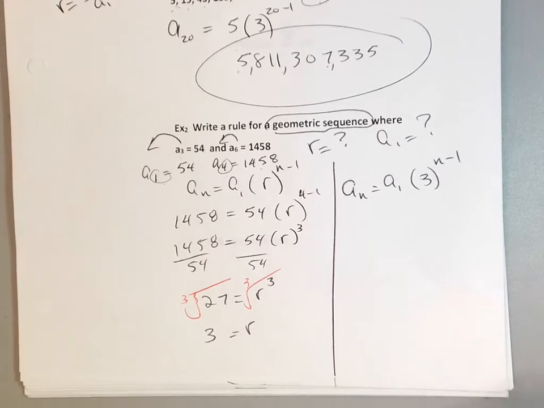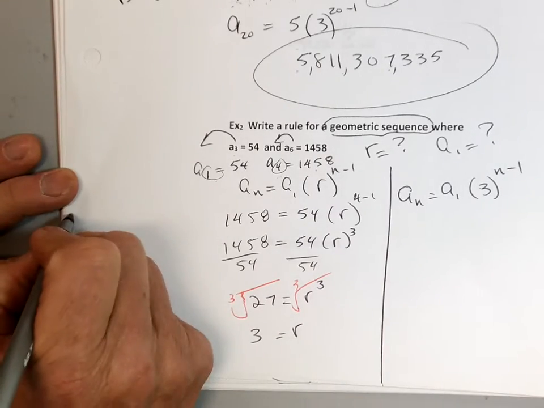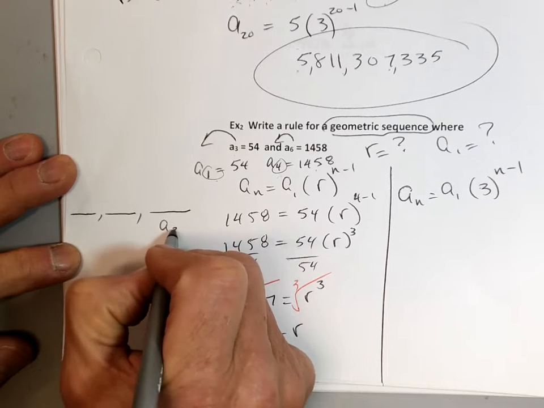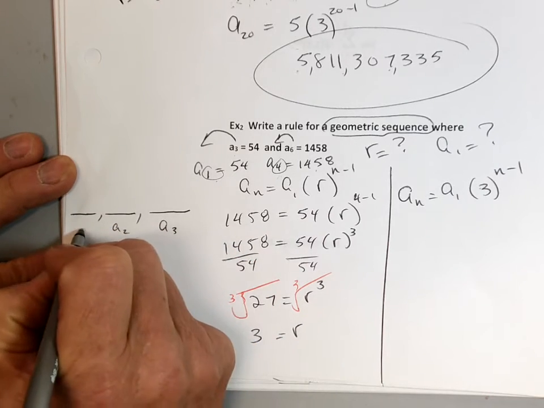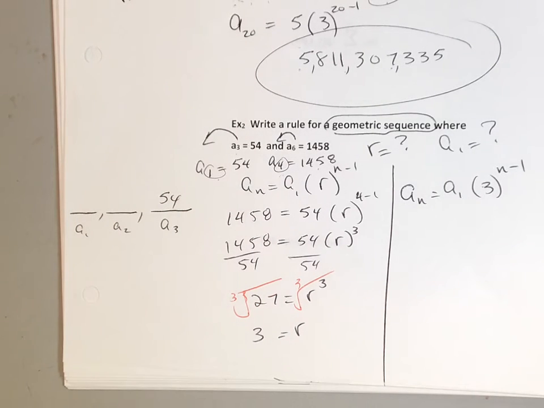Now I don't know the first term, but probably the easiest way to find the first term is just to run it backwards. What do I mean by run it backwards? Well, a little bit of side work over here. A3, A2, A1. I know 54 is the third term, right? So what I did is I multiplied by 3 to get 54. So let's work it backwards.